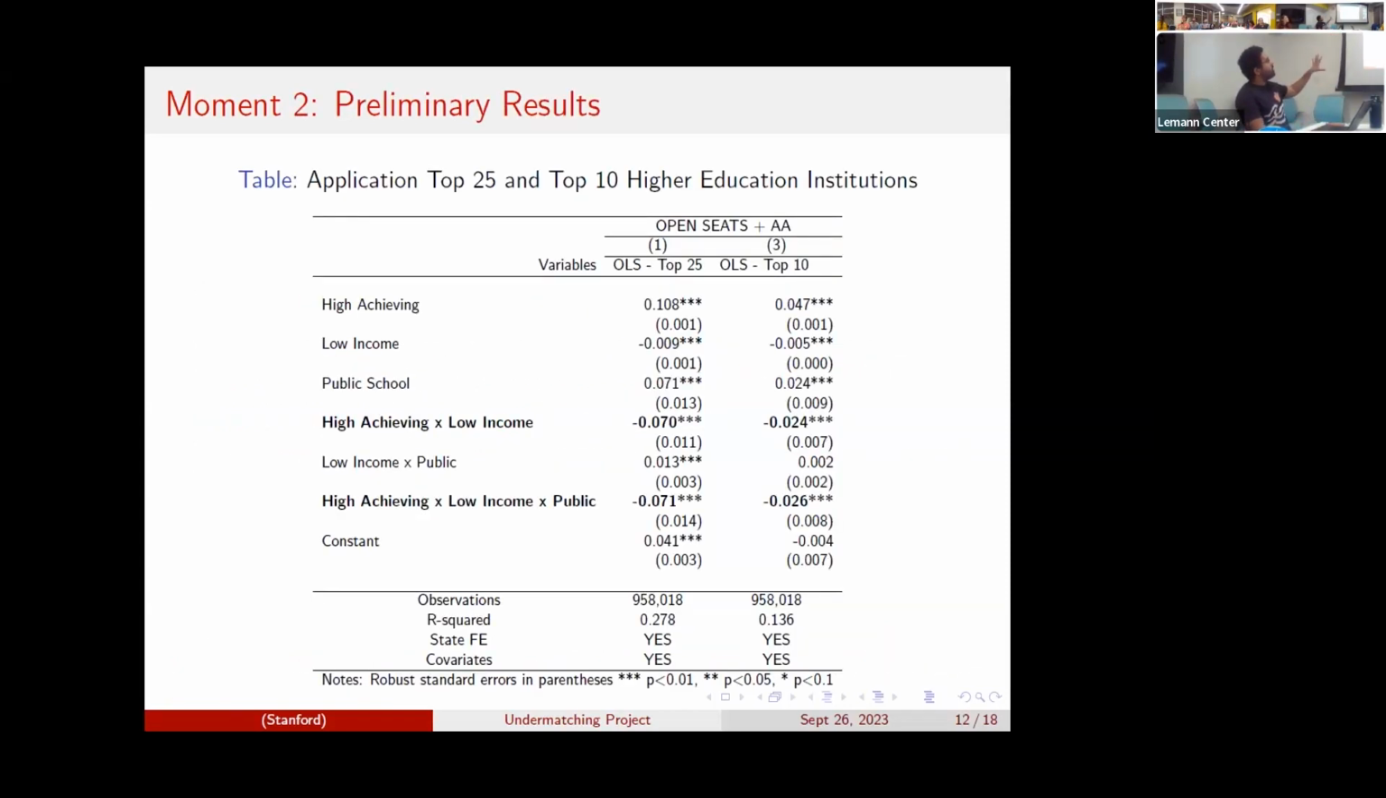So here we have the results for moment 2, application. Overall, what you can see here is that there exists a negative correlation with being a low income and high achieving student. And also if you're from a public school, you add a further burden in terms of applying or not for a top selective college. And as you can see, all the results are statistically significant, but for now we're not most interested in the magnitude of the effects. So we're going to improve some of these regressions.